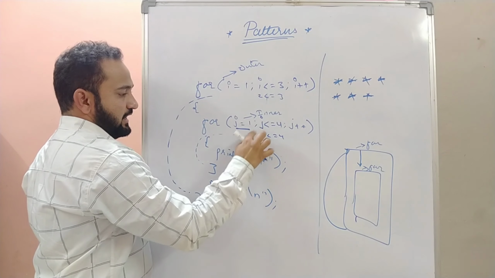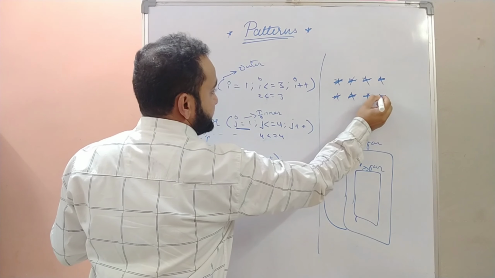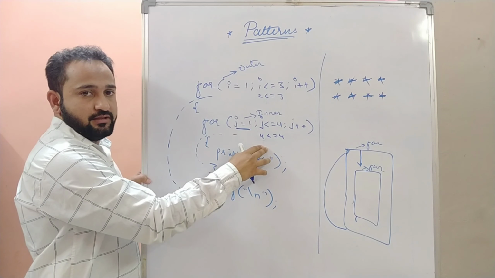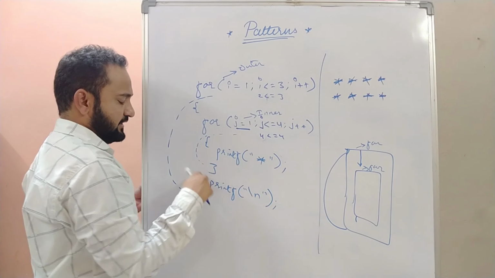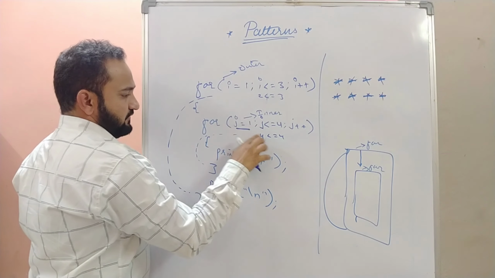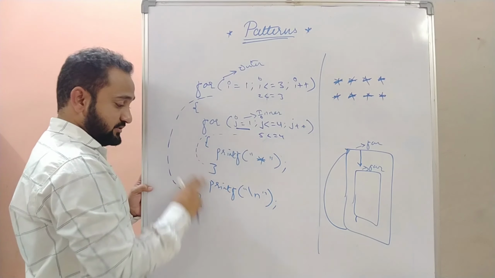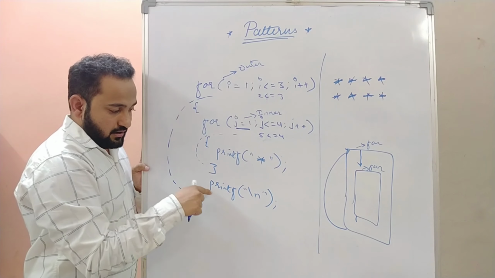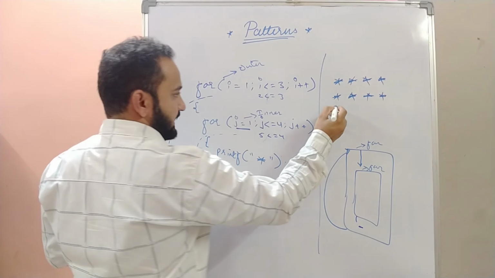It will go back, and the value of j for this case is what? 4. 4 is less than or equal to 4. Yes, the condition is satisfied. It will go inside and print the value that is there. What is there? A star will get printed. So the value of j now becomes 5 once again. 5 is less than or equal to 4, condition false, it will come out of this loop.